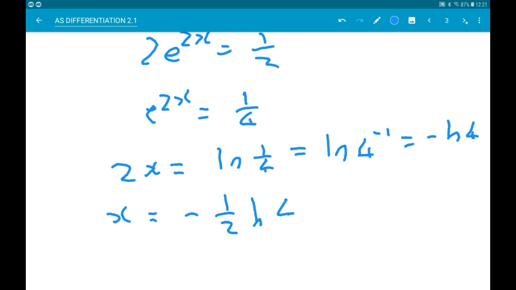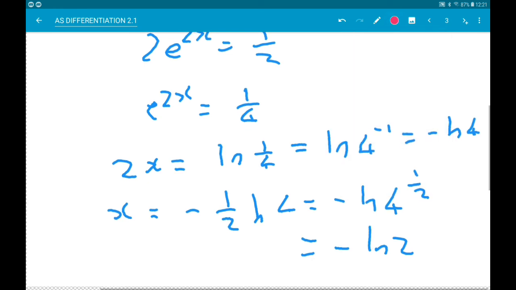Now we can tidy that up a bit by using the power rule in the opposite way. So we could say this is minus a ln of 4 to the half, which is then minus ln 2, because the power of a half means square root. Okay, so that's the x coordinate, minus ln 2.